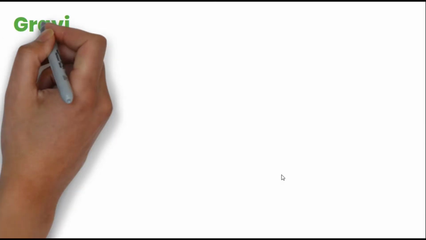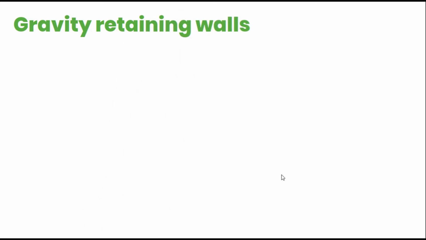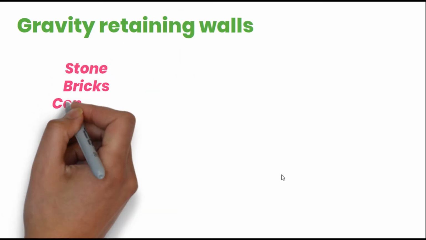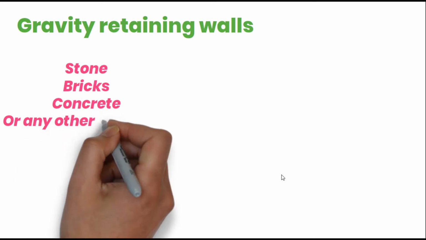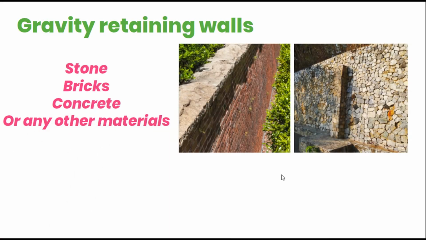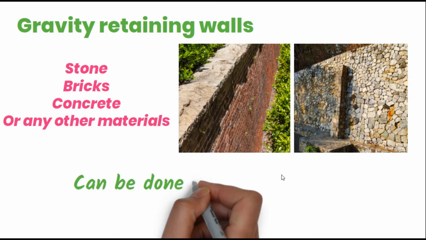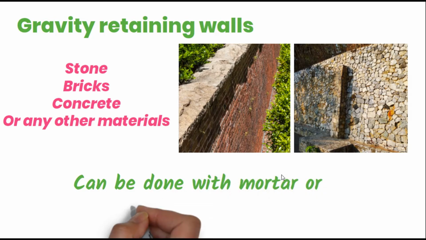First one is gravity retaining wall. What is a gravity retaining wall? They are usually made of stone, bricks, concrete, or any other material that is locally available. And these are the pictures of gravity retaining wall. They can be done with mortar or without mortar.